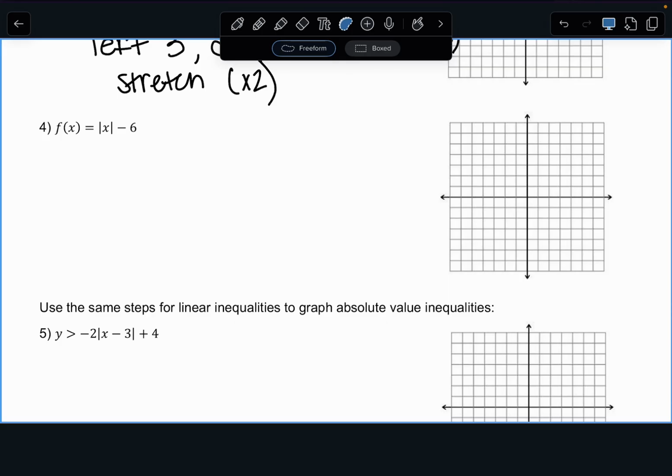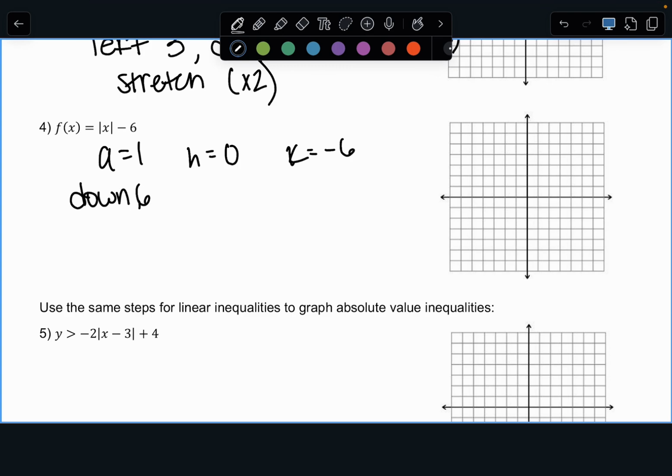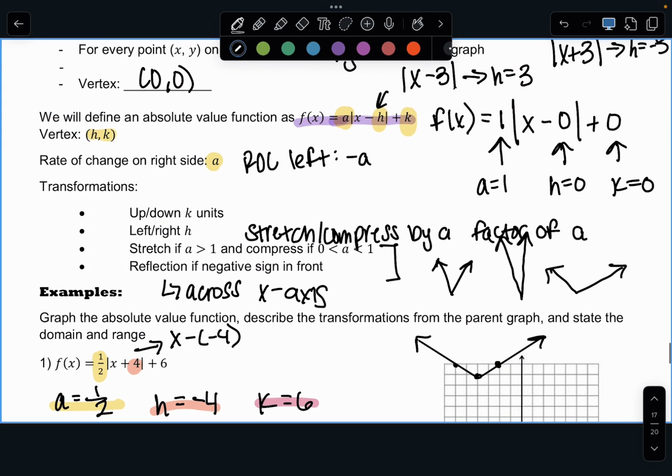Okay. First thing, A, H, and K. Someone give me A. 1, H. 0, K. -6. Are we moving left or right? No. Are we moving up or down? Down 6. Are we stretching or shrinking? No. So if you want to make a note of that up here, if A equals 1, we are neither stretching nor shrinking. It stays the same as our parent function. That's coming from bullet point 3. So if A equals 1, neither.